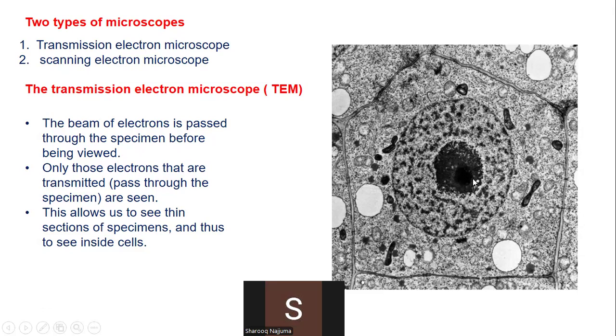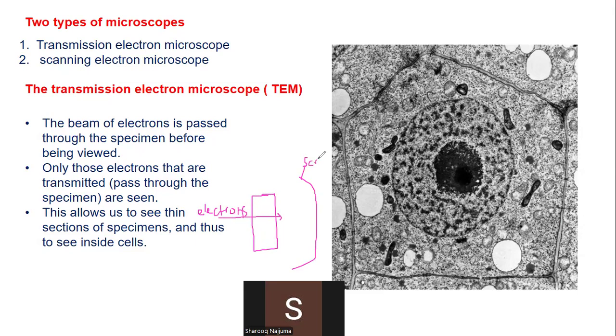So how does a transmission electron microscope work? Now remember that electron microscopes use electrons. That means that if this is the specimen to be observed, electrons have to pass through the specimen. Transmission. Electrons are emitted and they pass through the specimen. And usually there is a screen where those electrons will fall.